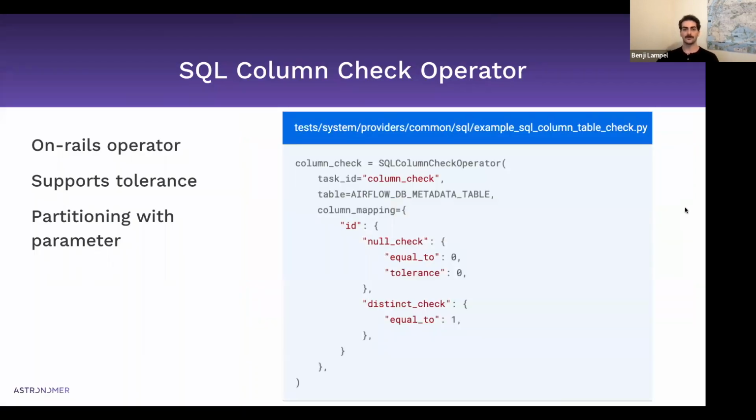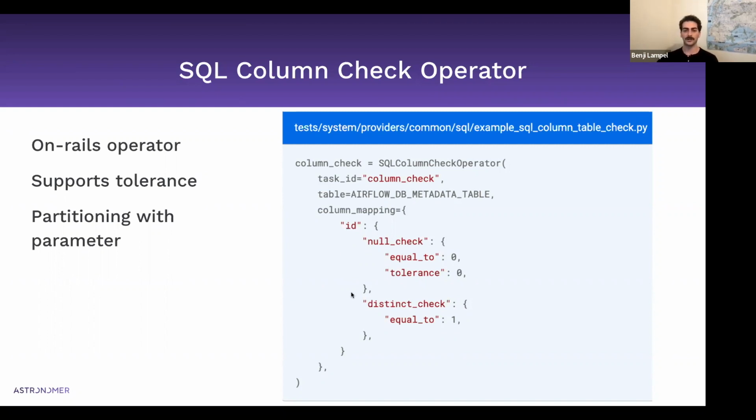So let's start with the SQL column check operator. This is what I call an on-rails operator because you're not actually writing any SQL to use it. You'll see here the column mapping, a nested dictionary, and this is what you fill out as a kind of spec to run your checks. This column mapping at the top level will take the column names, and you can have multiple, as we'll see in the example. So you could have a set of column checks for every single column in a table in a single operator. And this just helps you cut down on the number of operators that you have running.